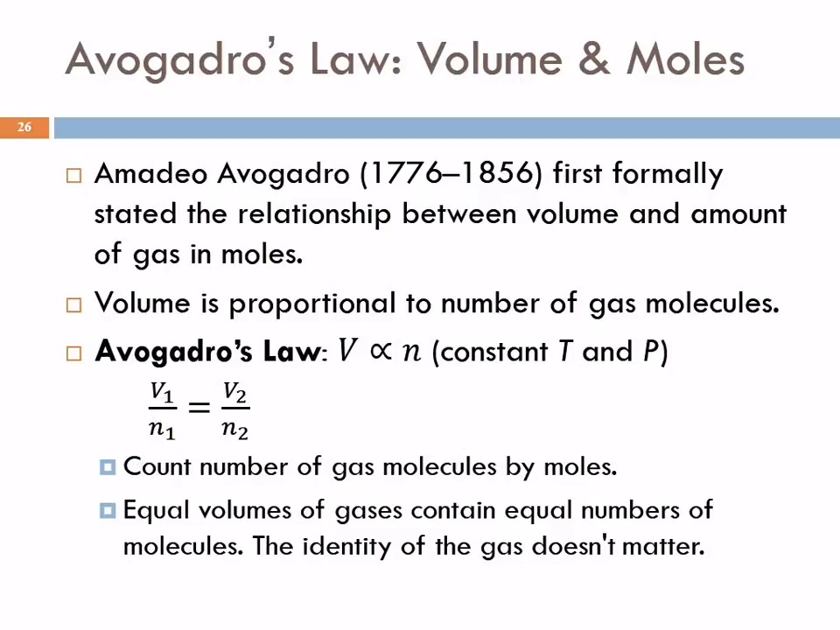And this is at constant temperature and pressure. So the way we can express that is V1 over N1 is equal to V2 over N2. So same format as Charles' law, but with moles instead of temperature. Equal volumes of gases contain equal numbers of molecules. What the gas is doesn't matter.